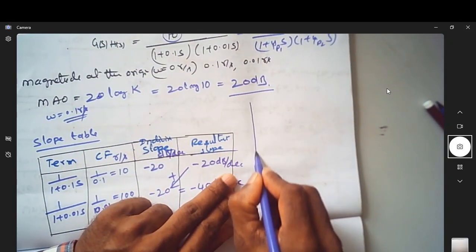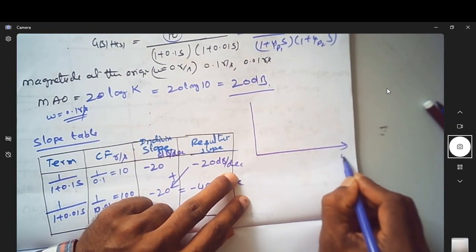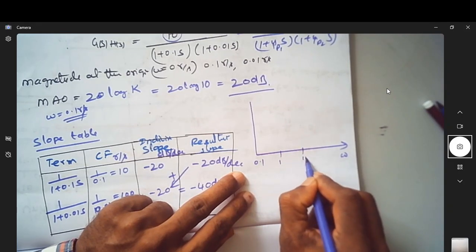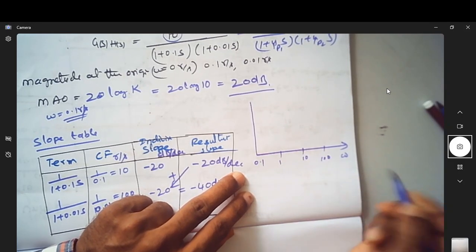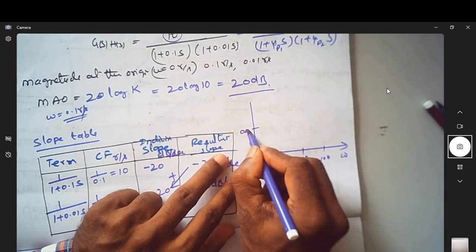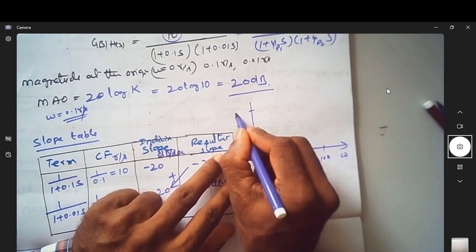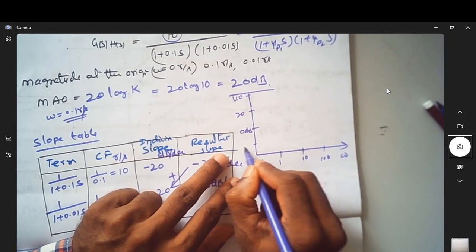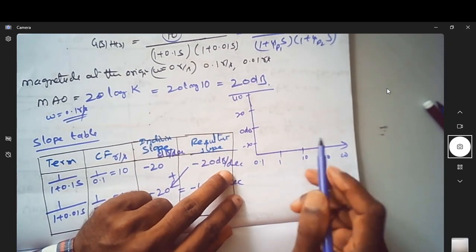So what is the resultant magnitude plot? Again, take this as omega, say it as 0.1, this as 1, this as 10, this as 100. So let us take the magnitude as 0 dB here, this as 20 dB, and this may be 40 dB, this is minus 20, something like that.